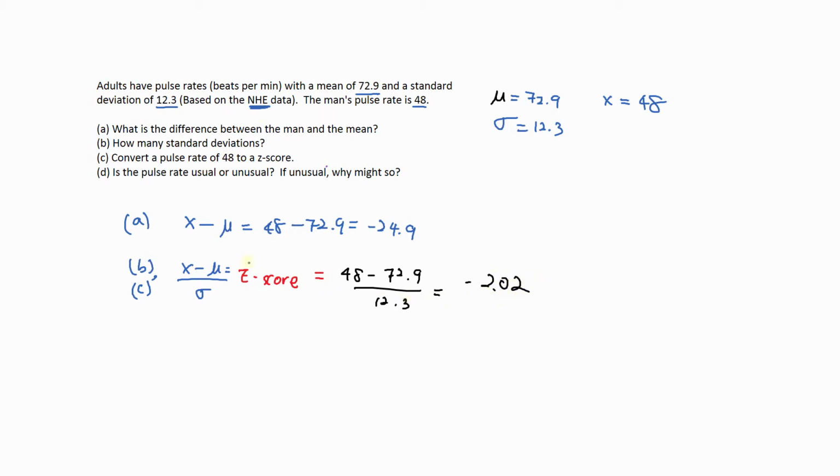z-score value, and part D is: is a pulse rate usual or unusual? Well, the general rule is that if the number is greater than 2 or smaller than negative 2, I'm talking about the z-score, then it's unusual.